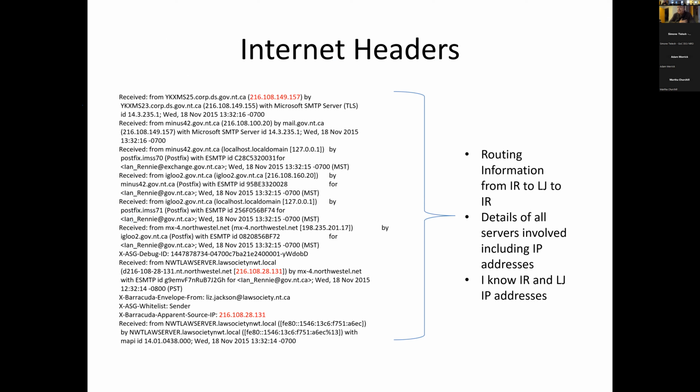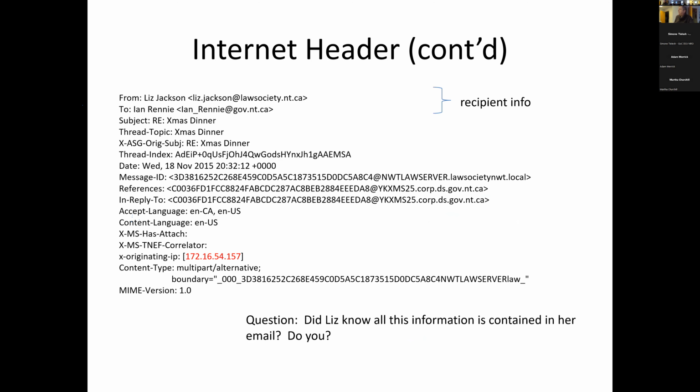What use is that? I don't really know what use it is. If you were doing a forensic investigation into whether or not the email is authentic, I suppose perhaps that and the properties, or the metadata, might be of interest, because you might be looking for inconsistencies. That's the only thing I can think of. A good question is, did Liz know that all this information is in her email? I certainly wouldn't.